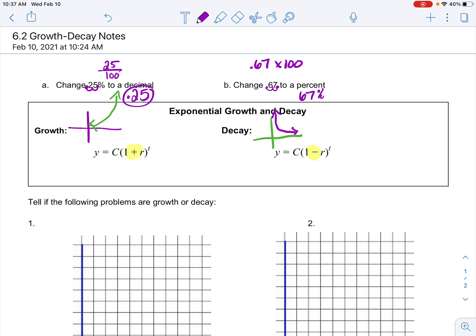Okay, so what do all these letters mean? Y is going to be your output. It's the answer to your equation after however long. You might be talking about cost. You might be talking about maybe how many rabbits are populating after so many years. So I like to think of it as my answer. The C is your initial value or your starting value.